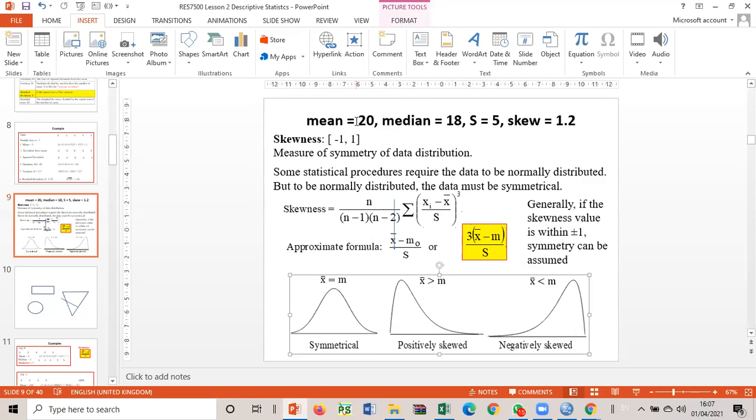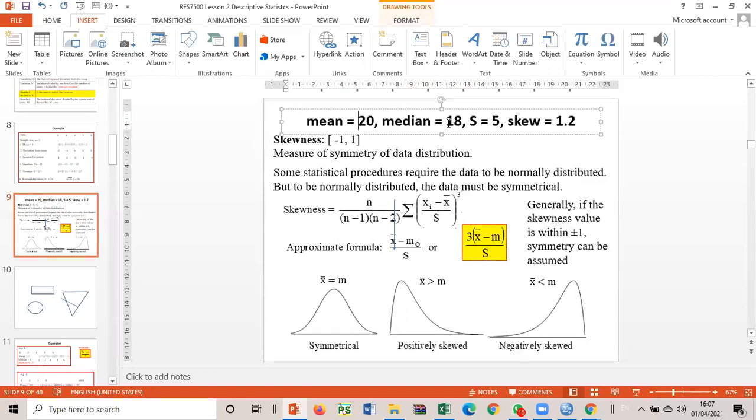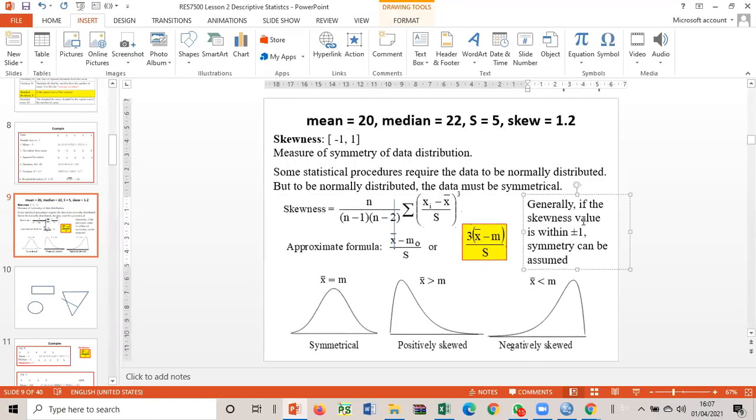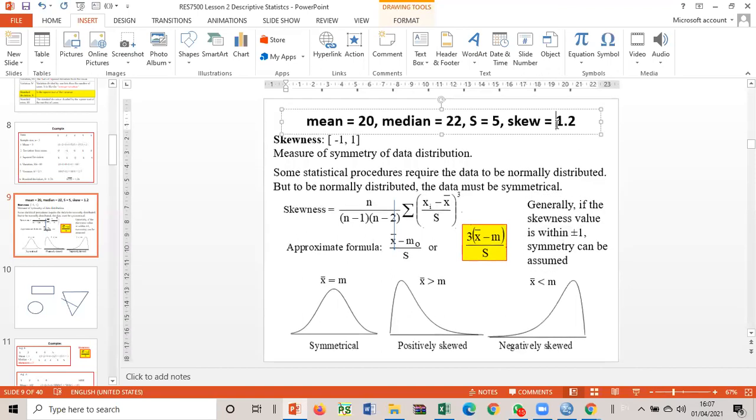Supposing this value is 20, and this is 22. So what is the skewness now? Negative 1.2. Is it outside minus 1? Yes. Therefore, the data is not symmetrical. Negatively skewed. Now, is anyone still confused?